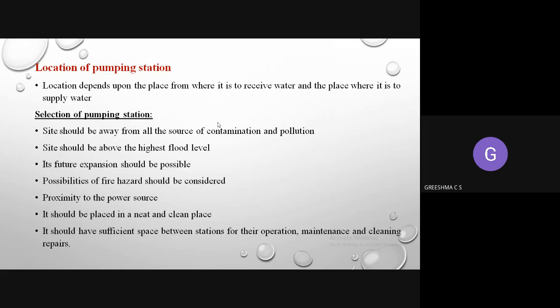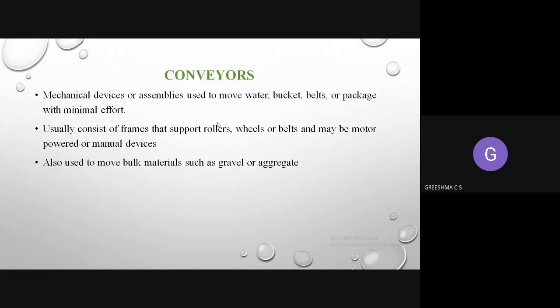It should be placed in a neat and clean place. Definitely there should be sufficient space around the station for operation, maintenance, cleaning, repairs, everything. Proper maintenance is required for a pumping station, and cleaning is also very important. So you should choose a space where all these things are possible. So that's about the pumping station.